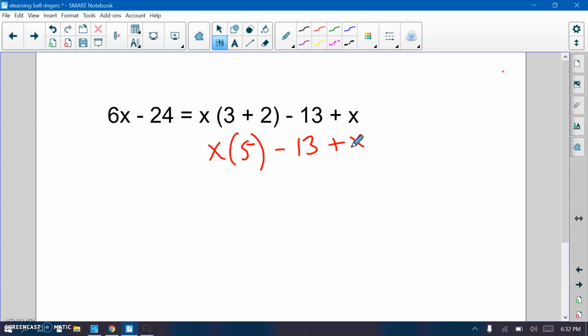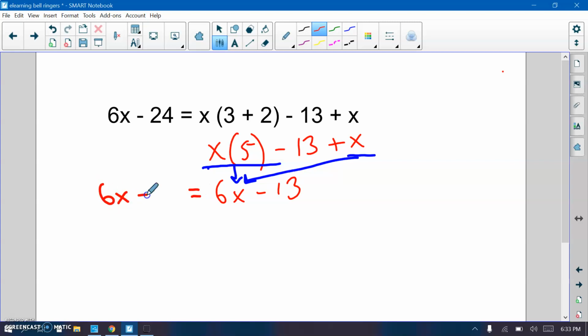When we simplify the right-hand side of the equation, we end up with 6x minus 13 because this x and the 5x combine to be 6x. Now what I'm going to do is I'm just going to bring down what's on the left-hand side. So now I'm working with 6x minus 24 is equal to 6x minus 13.